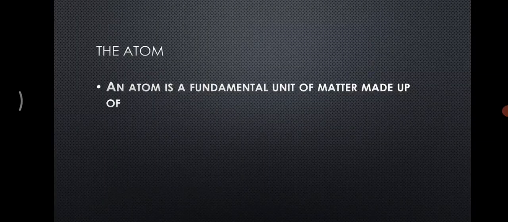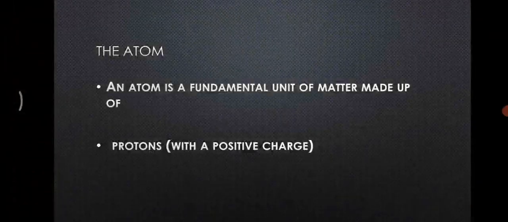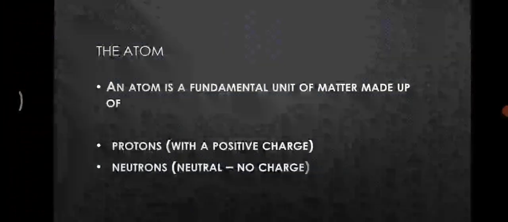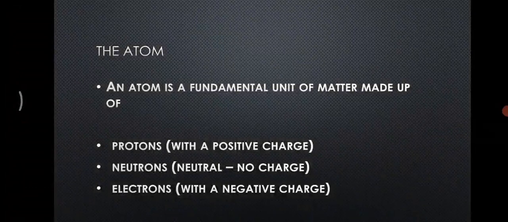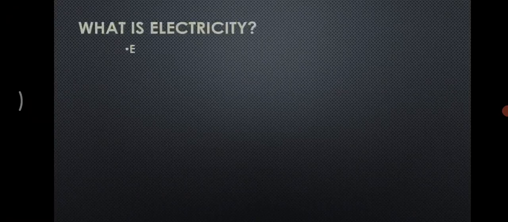From this we can say that an atom is a fundamental unit of matter made up of positively charged particles called protons, neutrally charged particles called neutrons, and negatively charged particles called electrons. Right children? So we came to know that negatively charged particles are called electrons. We are making these electrons flow. Again the question remains the same: what is this electricity?